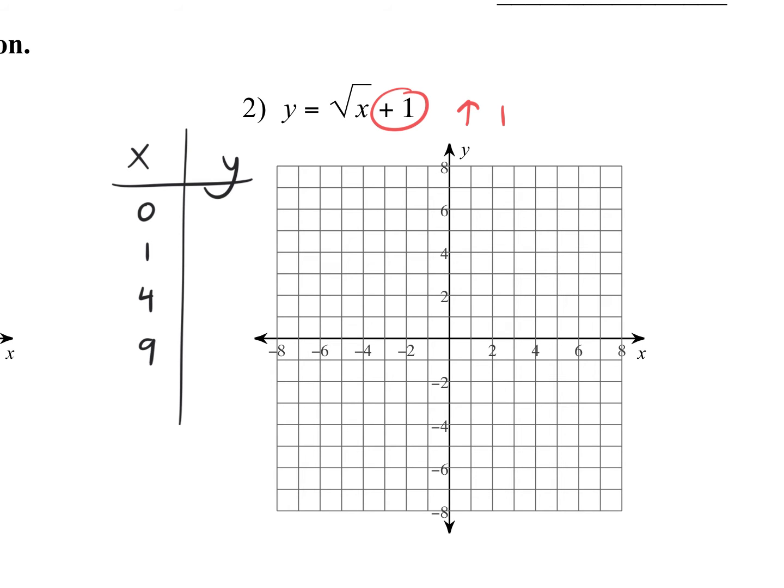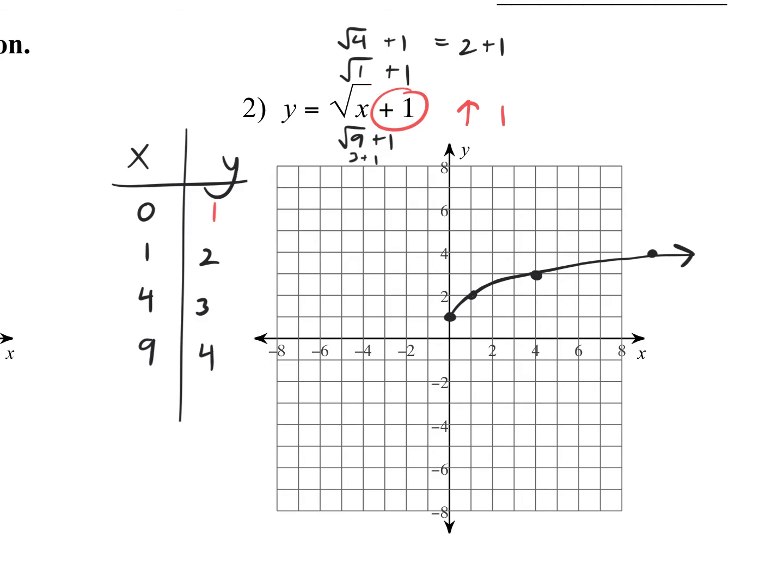So I can just go ahead and plug in 0 and evaluate this. The square root of 0 plus 1 is 1. The square root of 1 plus 1 would be 2. The square root of 4 plus 1 would be 2 plus 1, so that would be 3. And the square root of 9 plus 1 would be 3 plus 1, so that would be 4. Okay, so I can plot these points: 0, 1, 1, 2, 4, 3, and then 9, 4. Plot your points just like so. Draw your arrow on the right there.